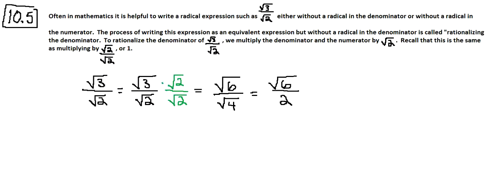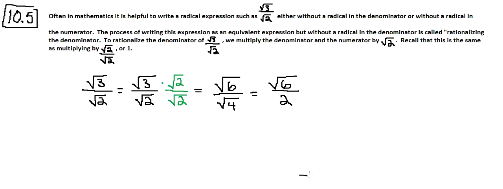The process of writing this expression as an equivalent expression but without a radical in the denominator is called rationalizing the denominator. To rationalize the denominator of the square root of 3 over the square root of 2, we multiply the denominator and the numerator by the square root of 2. Recall us doing that, where it is the same as multiplying by the square root of 2 divided by the square root of 2, or 1. Same as multiplying by 1, so you don't change the problem. So here's a little example of what's happening with that.